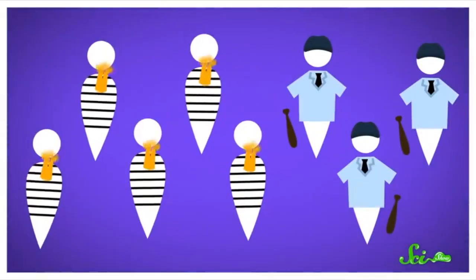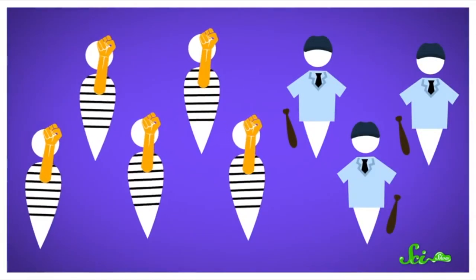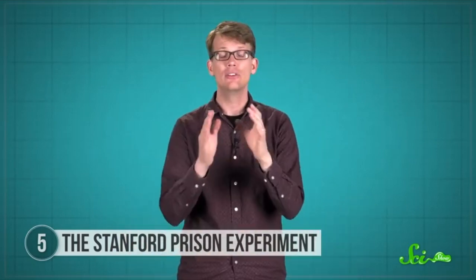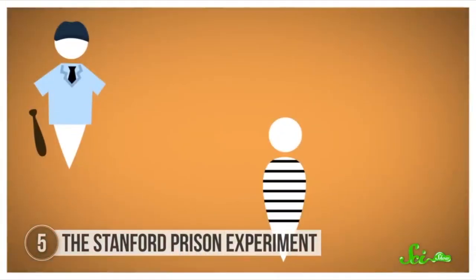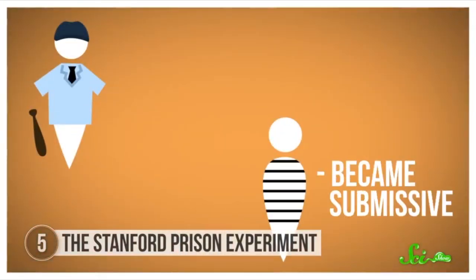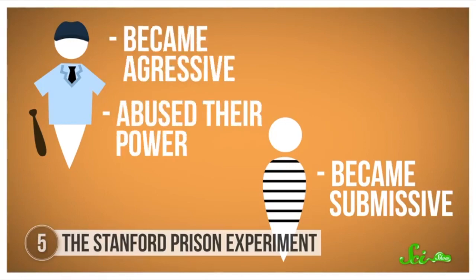Other prisoners started a revolt because the guards had treated them so badly. After that, the guards became more and more abusive, giving the prisoners physical punishments when they misbehaved, like forcing them to sleep on concrete and to strip naked. In the end, Zimbardo concluded that the subjects had internalized their assigned roles. The prisoners became submissive, while the guards became aggressive and abused their power over the prisoners.